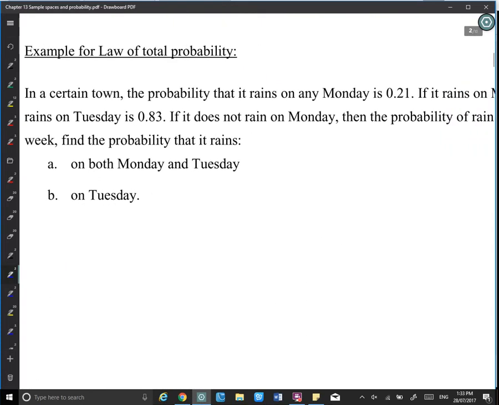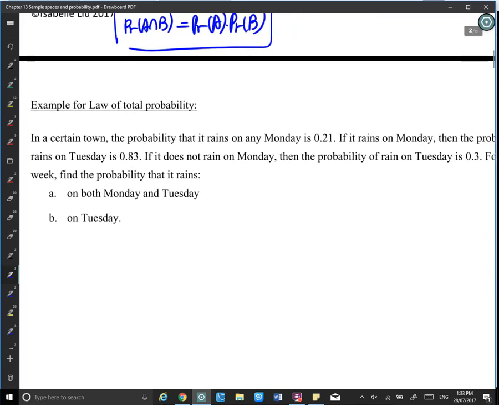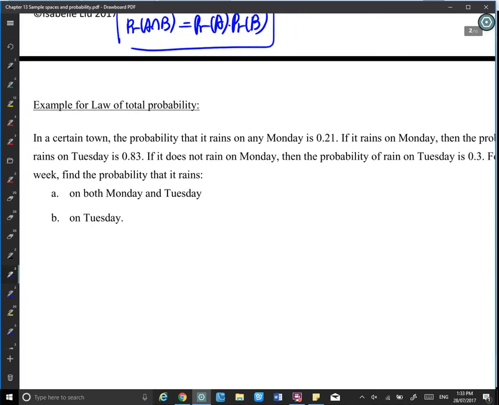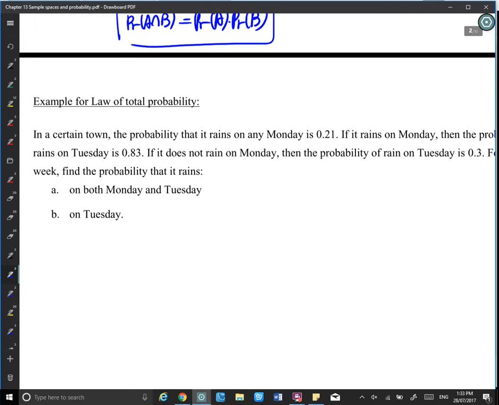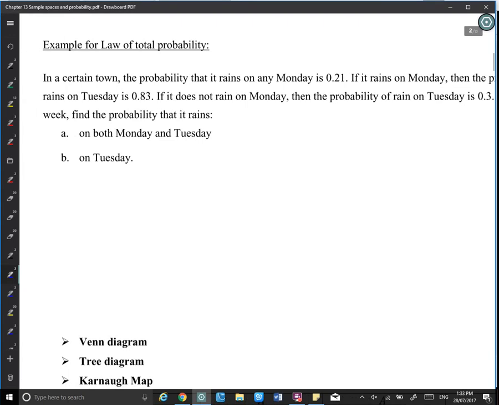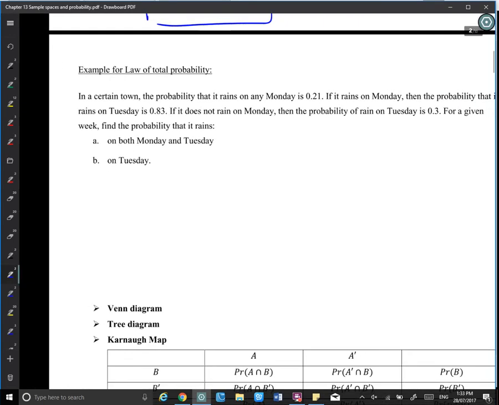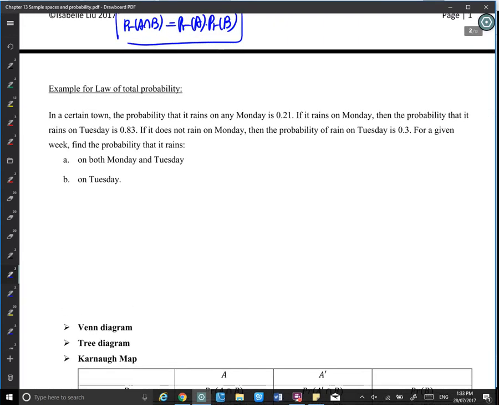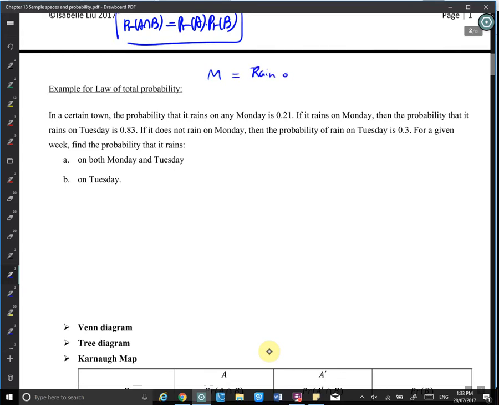I'll show you here. In a certain town, the probability that it rains on any Monday is 0.21. If it rains on Monday, then the probability that it rains on Tuesday is 0.83. Okay, I'll give you, say, M means rain on Monday, and T means rain on Tuesday.